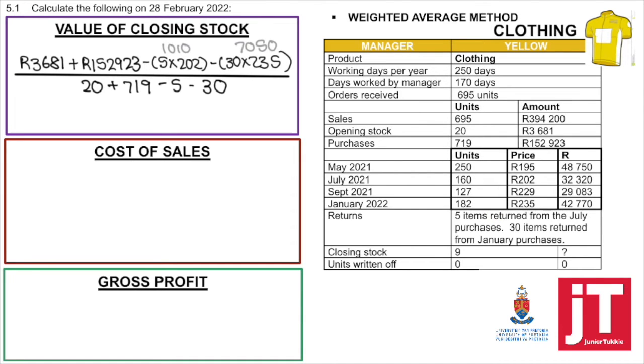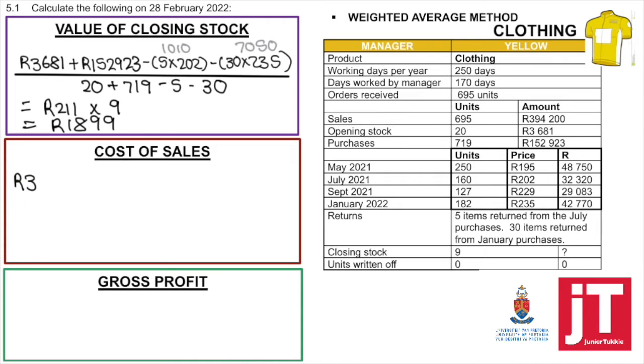To calculate the number of units, it's my opening stock plus the purchases minus the 5 units that were returned in July minus the 30 units from January. My average price is 211. The number of units left over is 9. Therefore, we're going to take 211 times 9.